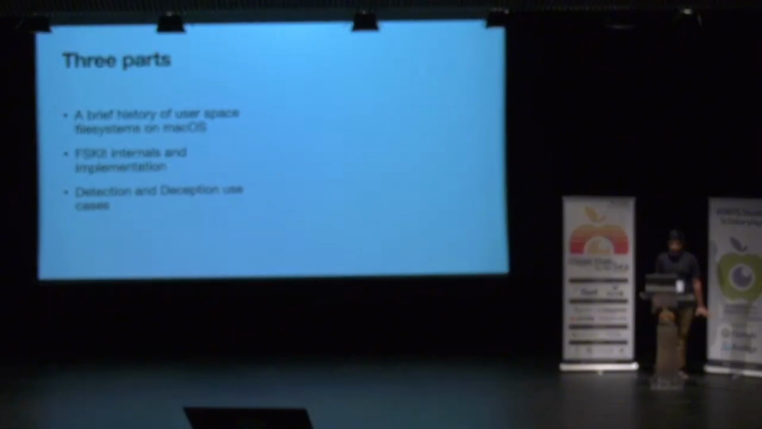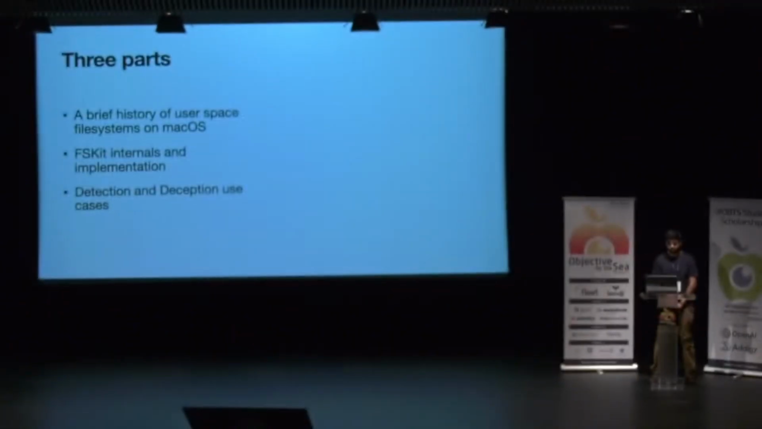This talk will be in 3 parts. We will first talk about a brief history of user space file systems on macOS, and then talk about a little bit of FSKit internals and how to implement one. And then we'll talk about a use case on how to leverage FSKit for detections and even deception.